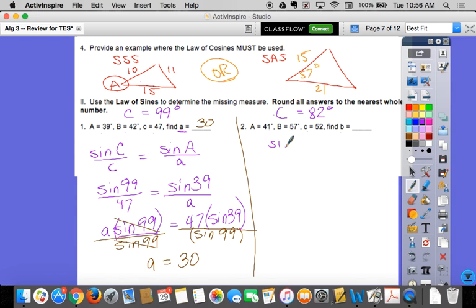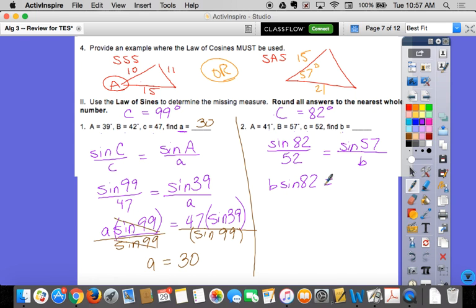So I'm just going to skip straight into it. Sine of 82 for big C matches with little c, which is 52. All right, since I want little b, I need sine of big B. Big B is 57. Okay, now I'm going to put little b down there. Cross multiply.